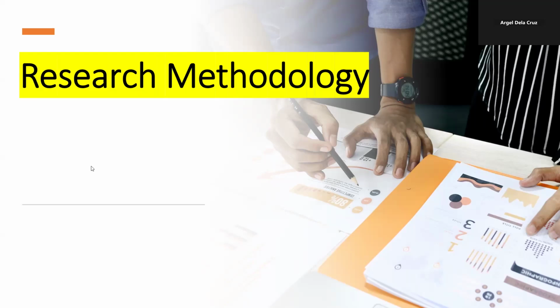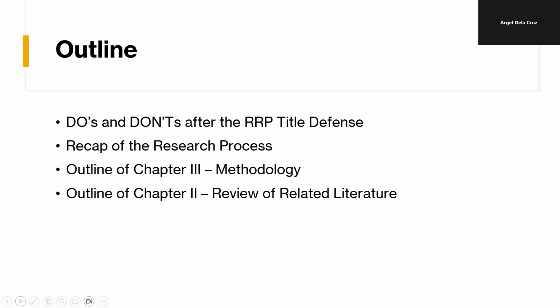Okay, so now let's have the following outline. Of course, we're going to discuss the do's and don'ts after the RRP title defense, a recap of the research process, which we discussed in your orientation last time, the outline of Chapter 3, methodology, and the outline of Chapter 2, which was already extensively discussed in previous sessions. But of course, we're going to recap it, as some people might have already forgotten the Chapter 2 format, review of related literature.